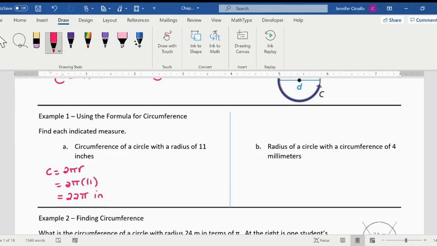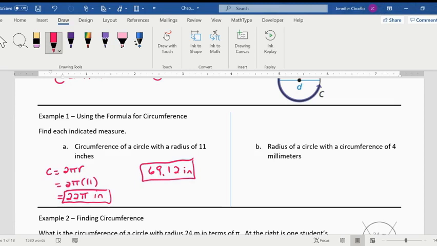But if I say round your answer to the nearest hundredth, that's 2 decimal places, then you'd put this in your calculator, and I got 69.12 inches. Okay, so either of those is correct. It just depends on the direction.